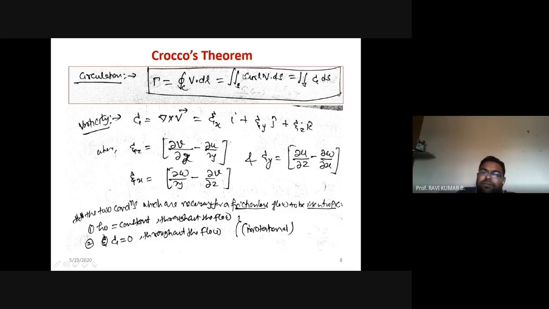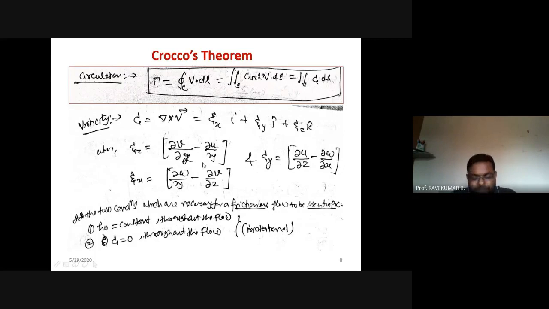Which is also equal to the surface integral of the curl of the velocity vector into dS, which can further be written as the surface integral of vorticity into dS. So what is vorticity? Vorticity is the curl of the velocity vector, which can also be written as ξx, ξy, ξz. These are the vorticity components along x, y, and z that we know from the u, v and w components. ξz is equal to ∂v/∂x minus ∂u/∂y. Similarly, ξy and ξx can also be written.